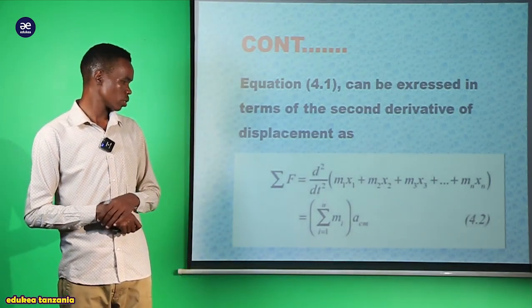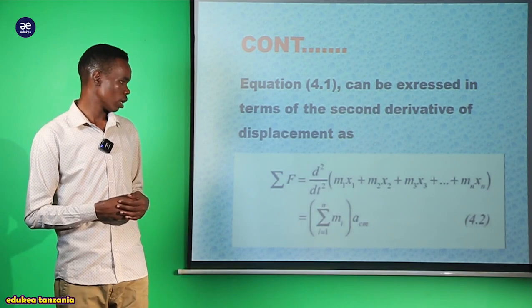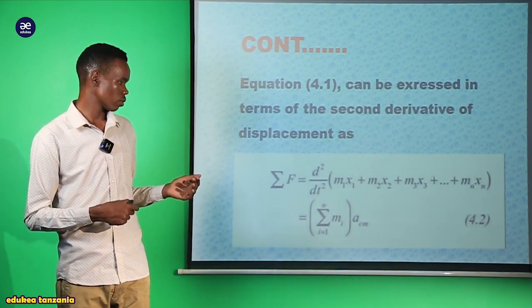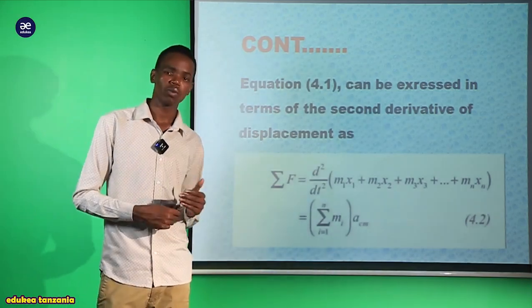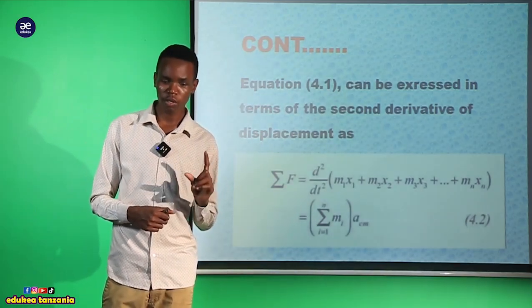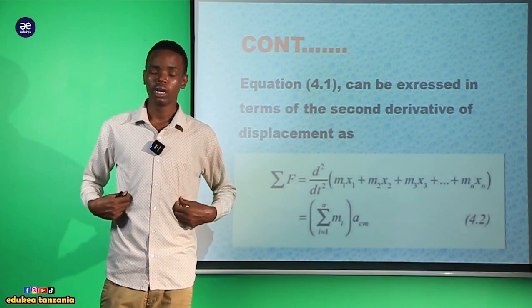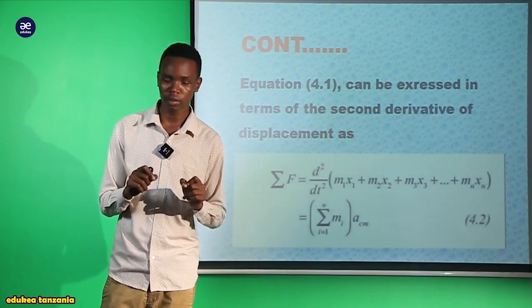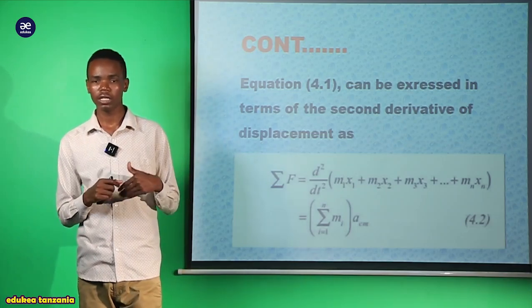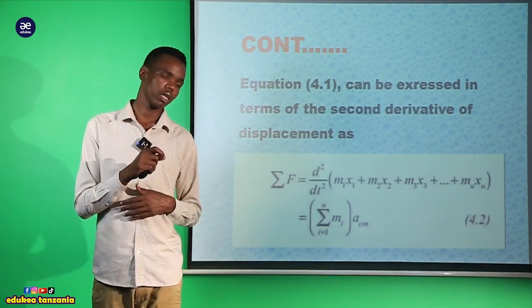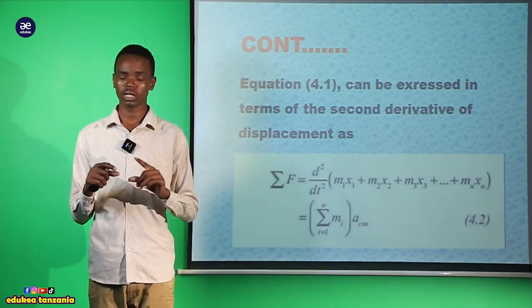After that, my dear student, because these masses and their distances can vary, we are supposed to assume that they can run from 1 up to n terms. Instead of writing up to the n terms, we should represent it in terms of the summation.